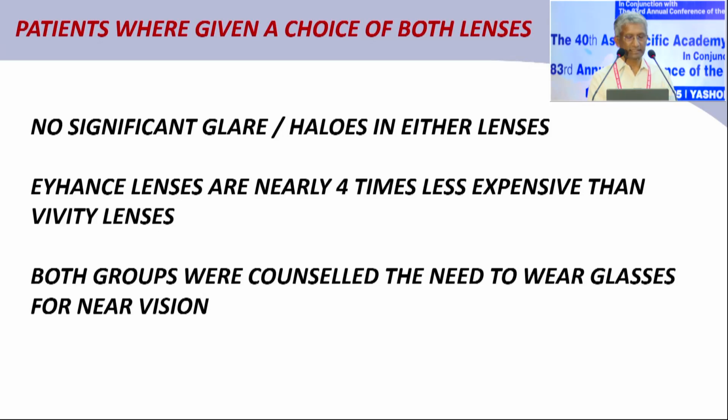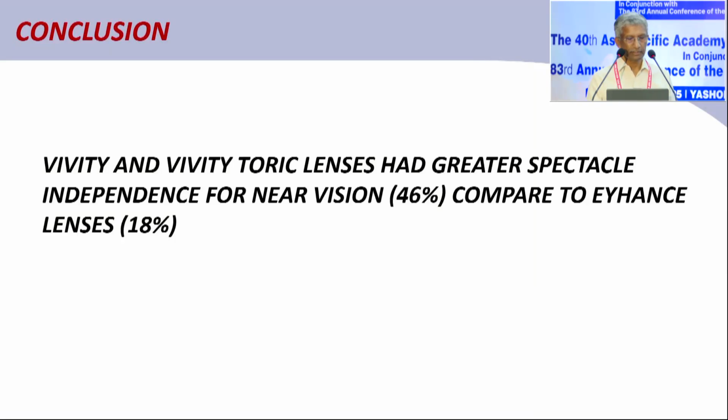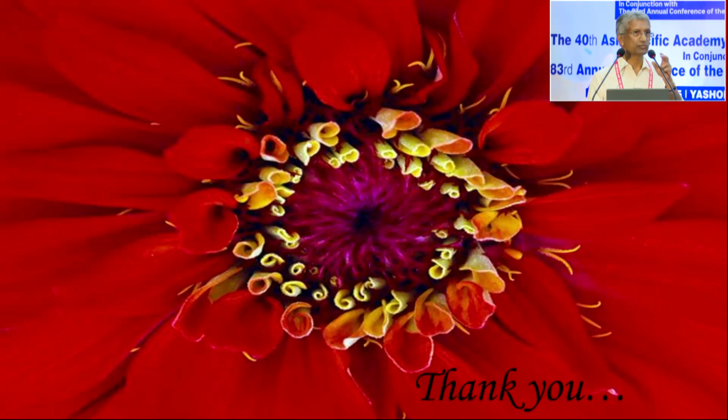There was no significant glare or halos in either of these lenses. A significant number of patients who drive at night were implanted with VVT lenses and they were very happy and nobody really complained. But the downside is IHANS lenses are nearly 4 times less expensive than VVT lenses, so we need to advise these lenses for relatively well-off patients. Both groups were counseled that they have to wear glasses for near, so as not to make them over-expectant. To conclude, VVT and VVT toric lenses had greater spectacle independence. About 46% had N6 vision compared to IHANS lenses, which was about 18%. Thank you very much for your attention.